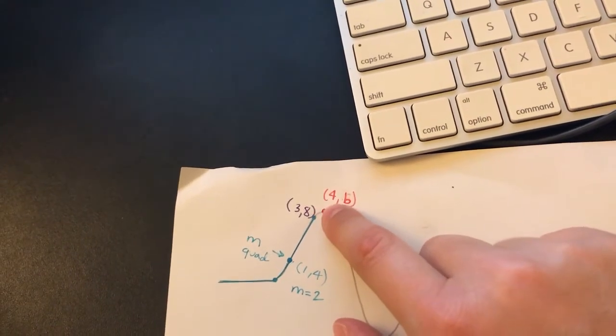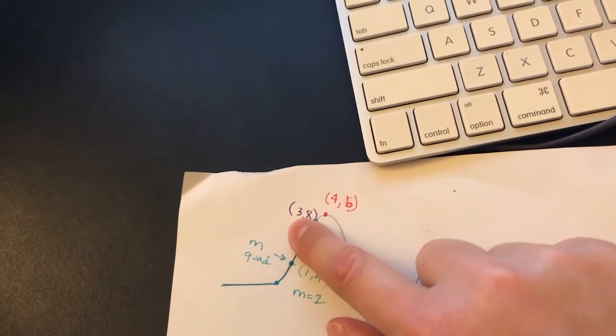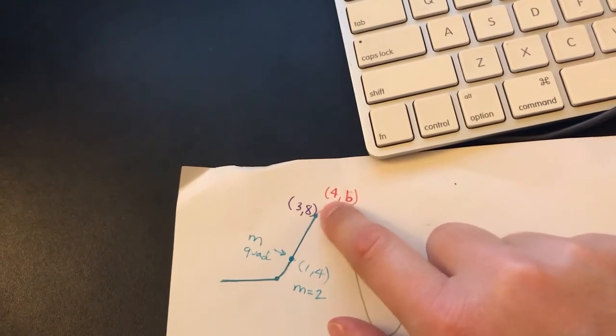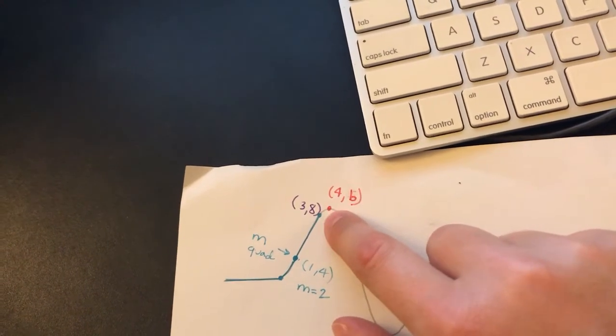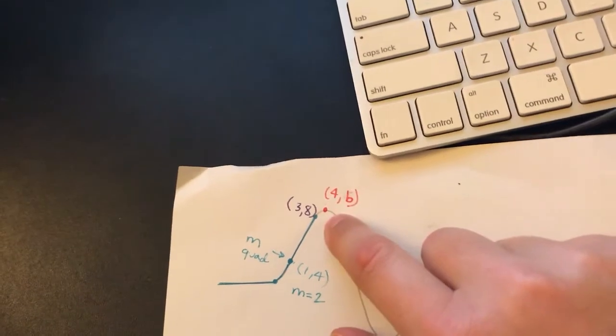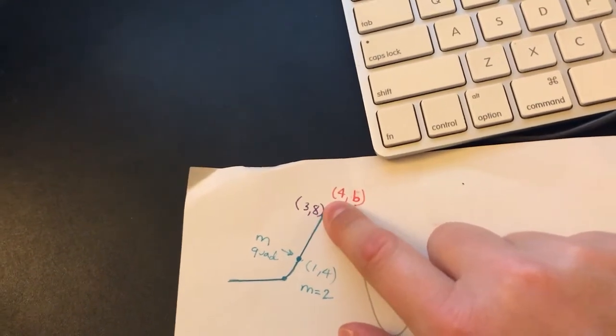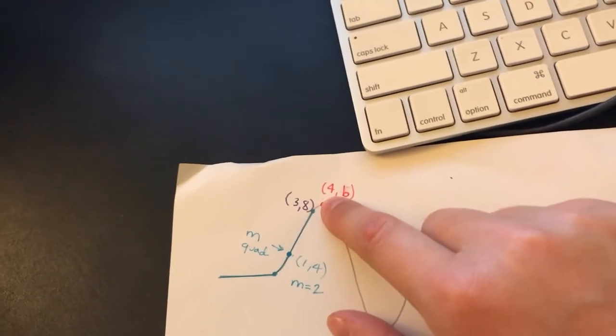This x value, however, you can decide. All I know is that it needs to be to the left of 3, but you can decide wherever you want that vertex to be. So if you want it to be at 4, put 4. If you want it to be at 5, put 5. If you want it to be at 3.5, you can put 3.5. I just chose 4 randomly.